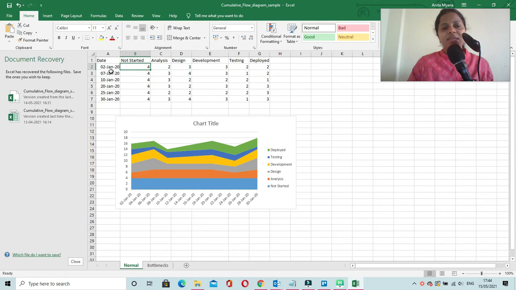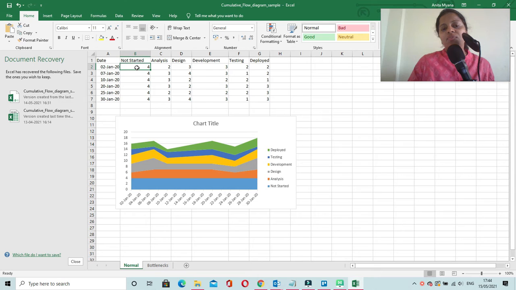Here you can see these are the different stages of your project: not started, analysis, design, development, testing and deployed. And these are the number of tasks which are present in these stages on these particular dates.